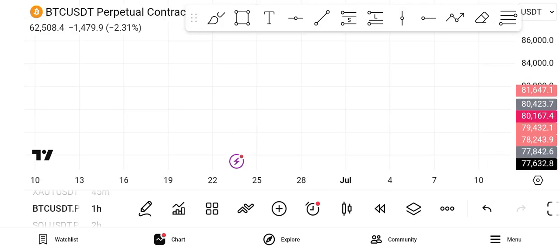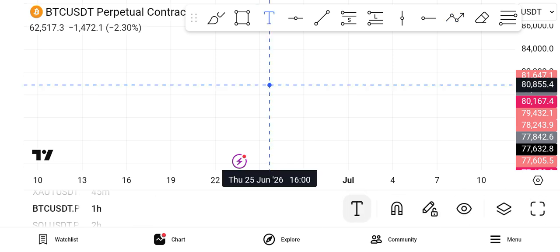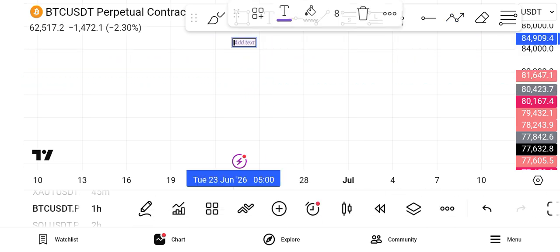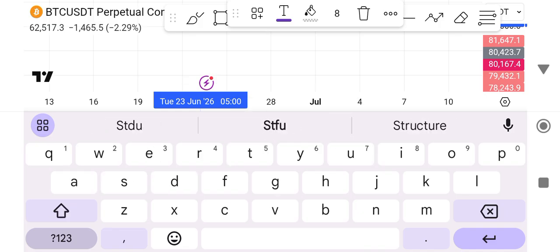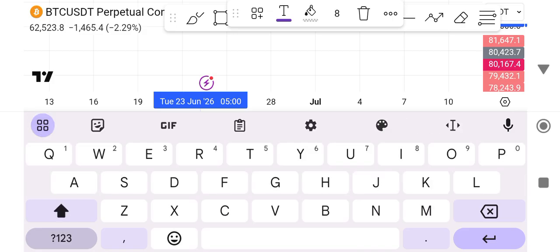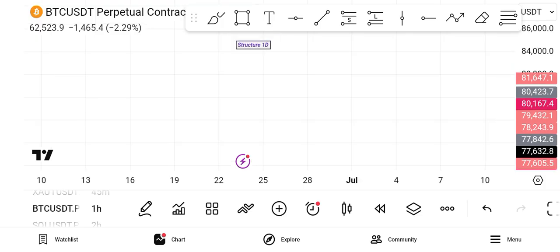So what I do when I want to analyze the market is that I come to the charts, and the first thing I want to pay attention to is the structure of the market. And I don't just pay attention to the structure of the market, I pay attention to the structure of the market on the higher time frame. The higher time frame would be 1 day for me. So I want to understand first what the daily structure is doing.